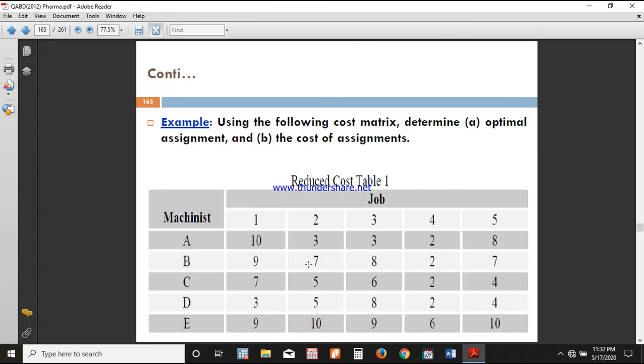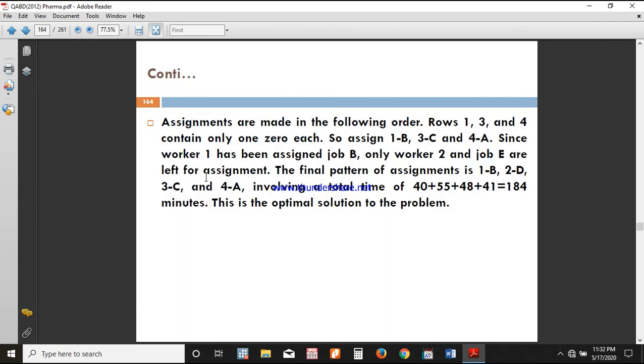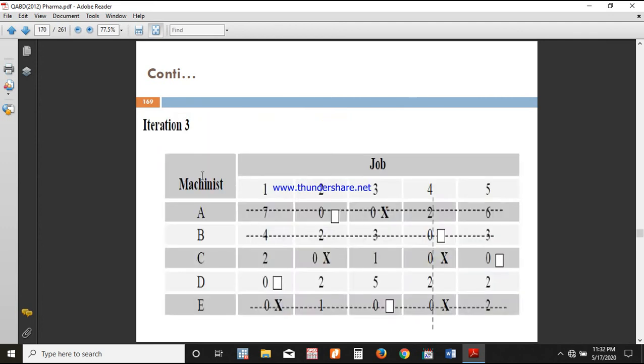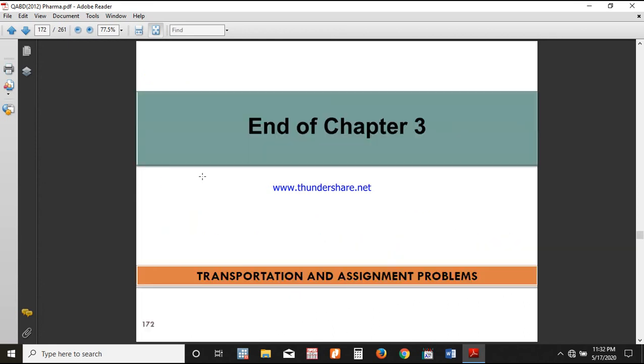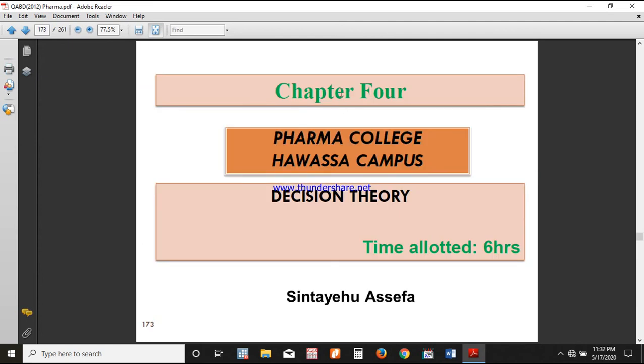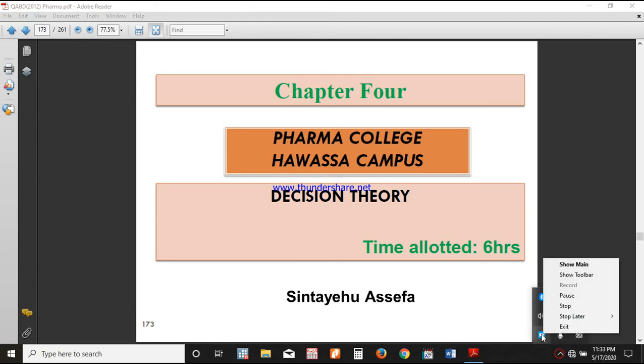You can also do this as home-based assignment by taking into consideration the above steps. Therefore this is all about chapter 3, the transportation and assignment problem. In the next session we are going to have a discussion on chapter 4, decision theory. Thank you very much for this session.